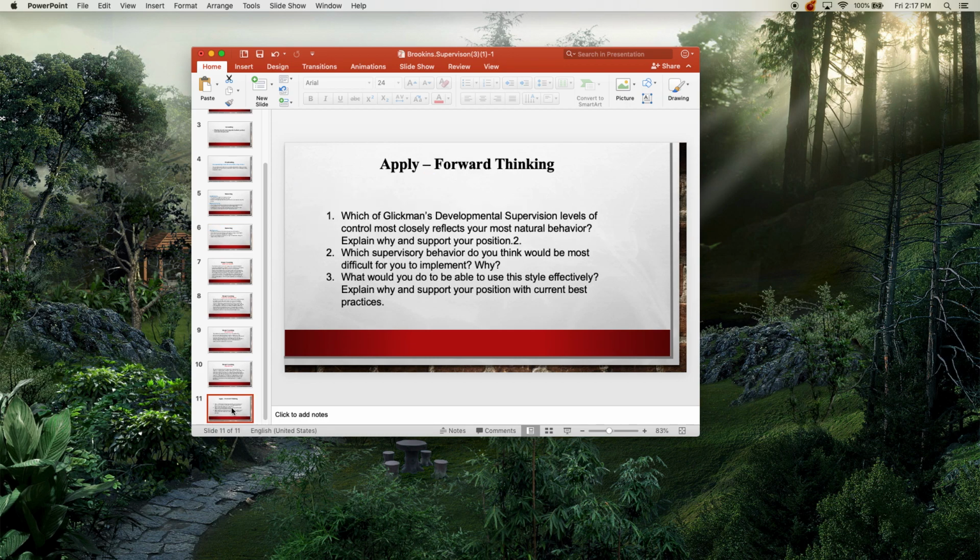In closing, how are we going to apply this thinking? So, in the forward thinking link that I am attaching to this presentation, I want you to go through these three questions, thinking back to the developmental levels of supervision, thinking back to the things that we have discussed in our class up to this point, and answer those three questions. We will meet again on November the 12th. And until then, I wish you all the best. And I expect that you are making a difference in the lives of the students that you're working with.